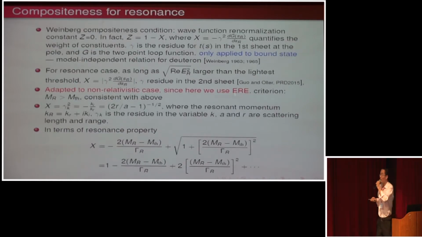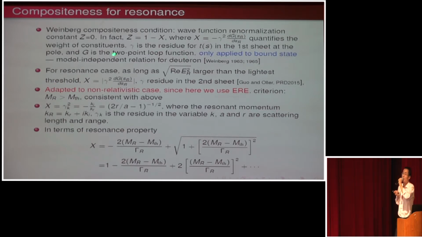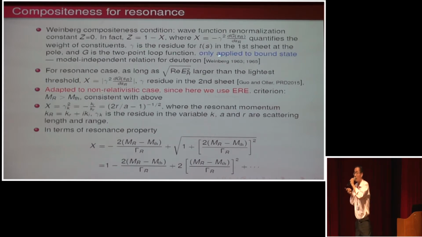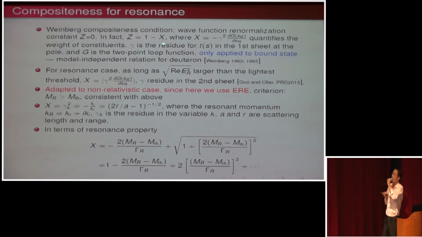And our selling point for this paper is the concept of compositeness. The whole story dates back to the 1960s. That's the well-known relation for the deuteron. If it is a pure bound state, the wave function renormalization should vanish. Z is called the elementariness, and X is called the compositeness, and it's defined in this way. Gamma is the residue, and G is a 2-point loop function. And here, if X equals 0.8, it means 80% of that is the B B-star-bar component.